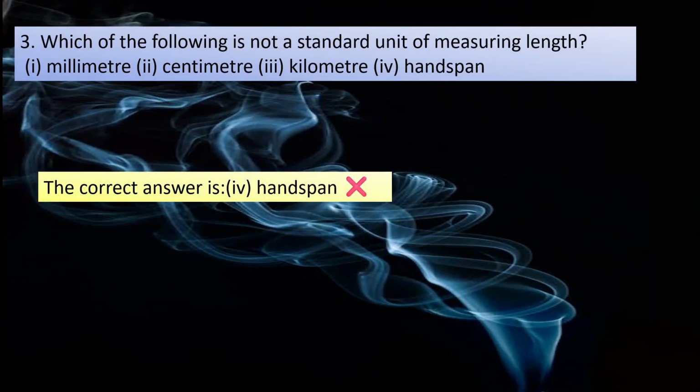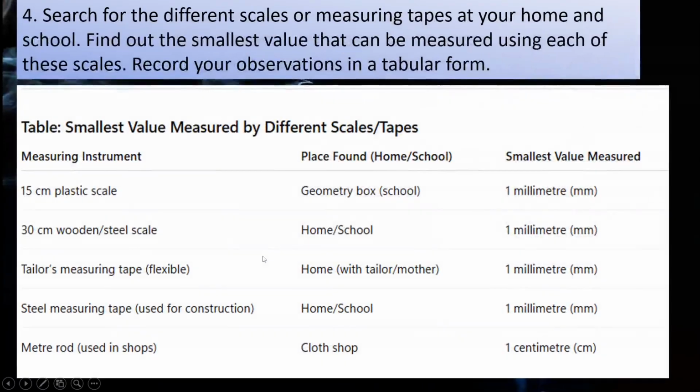Third one, which of the following is not a standard unit of measuring length? One is millimeter, second one centimeter, third one kilometer, fourth one handspan. The correct answer is handspan. It is not a standard unit.